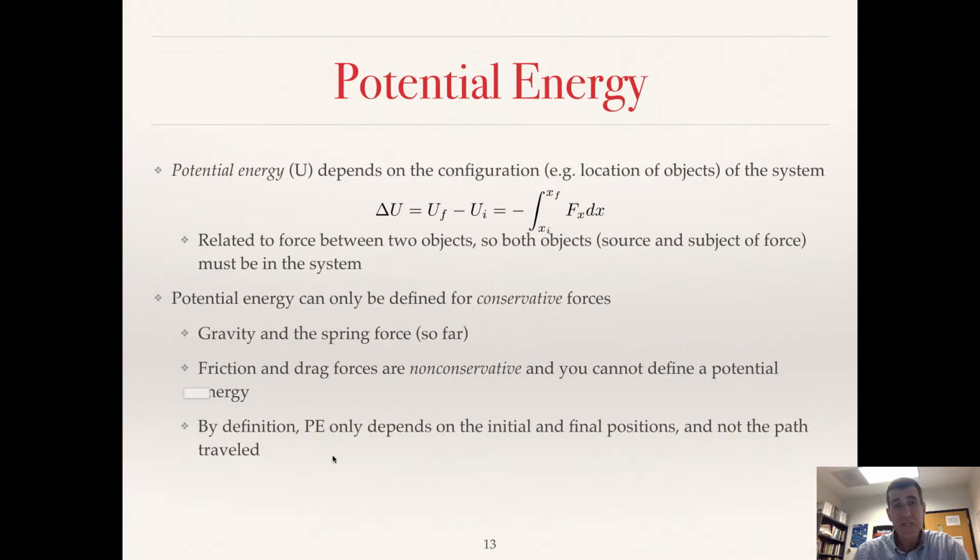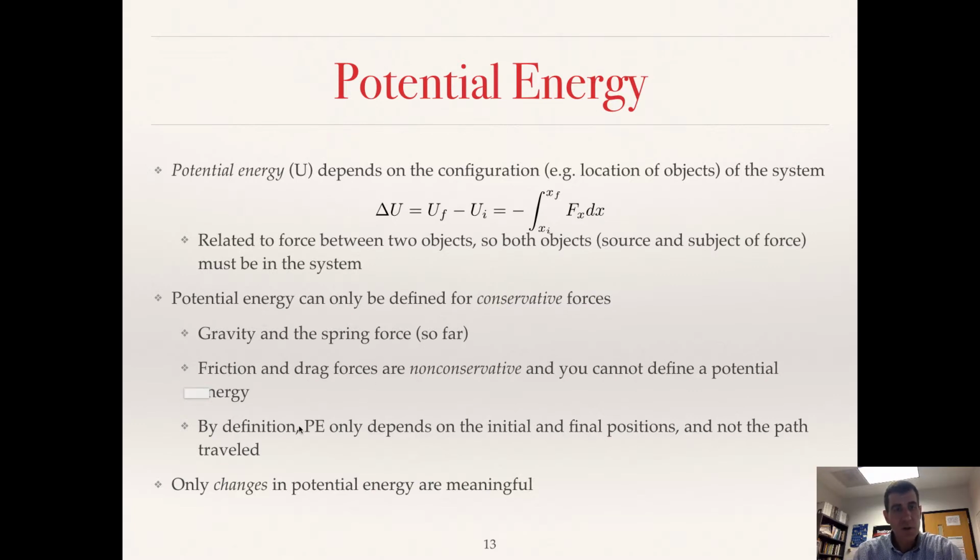So by definition, potential energy only depends on your initial position and your final position. It does not depend on the path traveled. In fact, that's one way you can define a conservative force. So in general, this has to be true for potential energy: it only depends on initial and final positions, not on whether you went in a straight line from point A to point B or on some other path from A to B. It only depends on the initial and final positions.